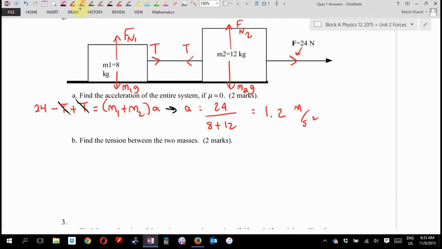Otherwise, I would probably go something like this. I would give you 1 mark for the equation. I would give you a half mark for A equals 24 divided by both masses, and a half mark for the answer. Find the tension.